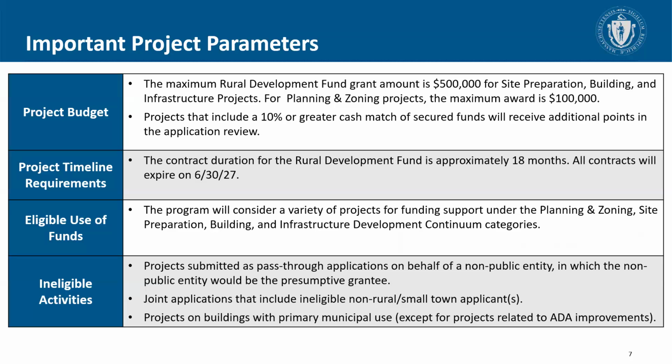There are also several ineligible activities to be aware of. Projects submitted by a public entity on behalf of a non-public entity are not eligible for Rural Development Fund. Joint applications that include one or more non-rural or non-small towns applicants are not considered for Rural Development Fund. And municipal building projects are generally not allowed, with an exception for ADA-only projects. Keep in mind that these parameters are specific to the Rural Development Fund and may not apply to other One Stop programs.